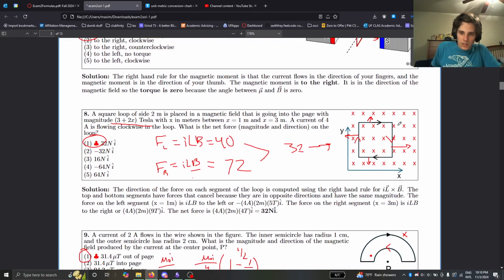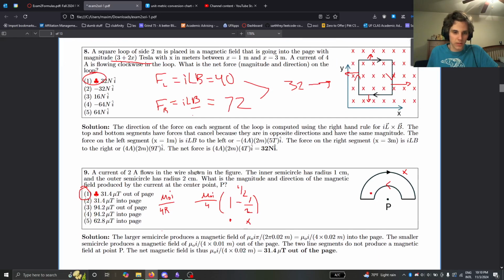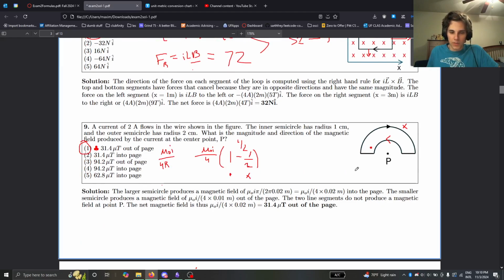This is a simple get-the-force-on-each-side-of-the-square problem. This force varied based on x, so the top and bottom of the square canceled, but one of the vertical sides had less force than the other. Find both, find the difference, find which way it moves, and you're done. This one is also a problem we've seen before.